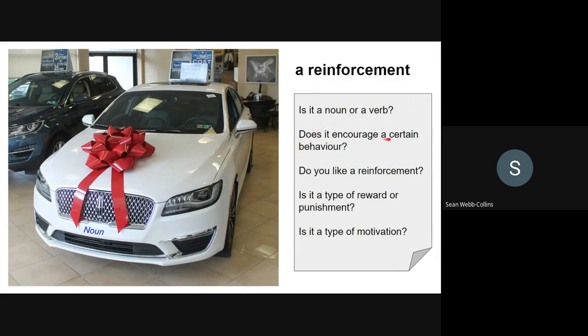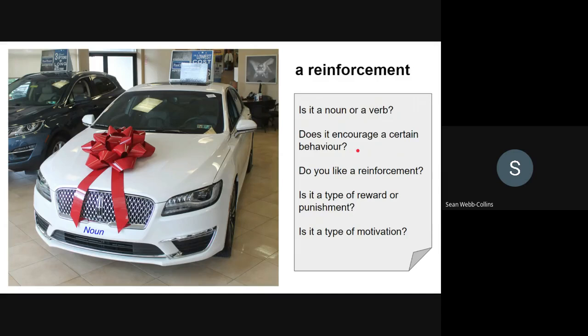Does it encourage a certain behavior? It can do, yes. For example, if you are training an animal, you might give the animal treats for good behavior. So yes, it encourages certain behavior.